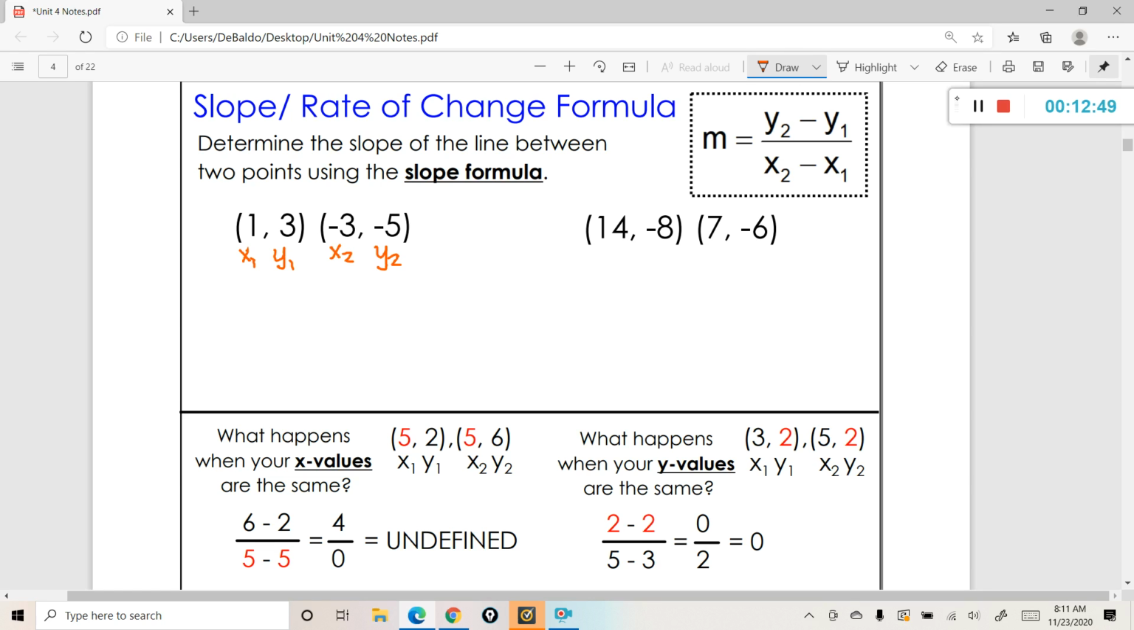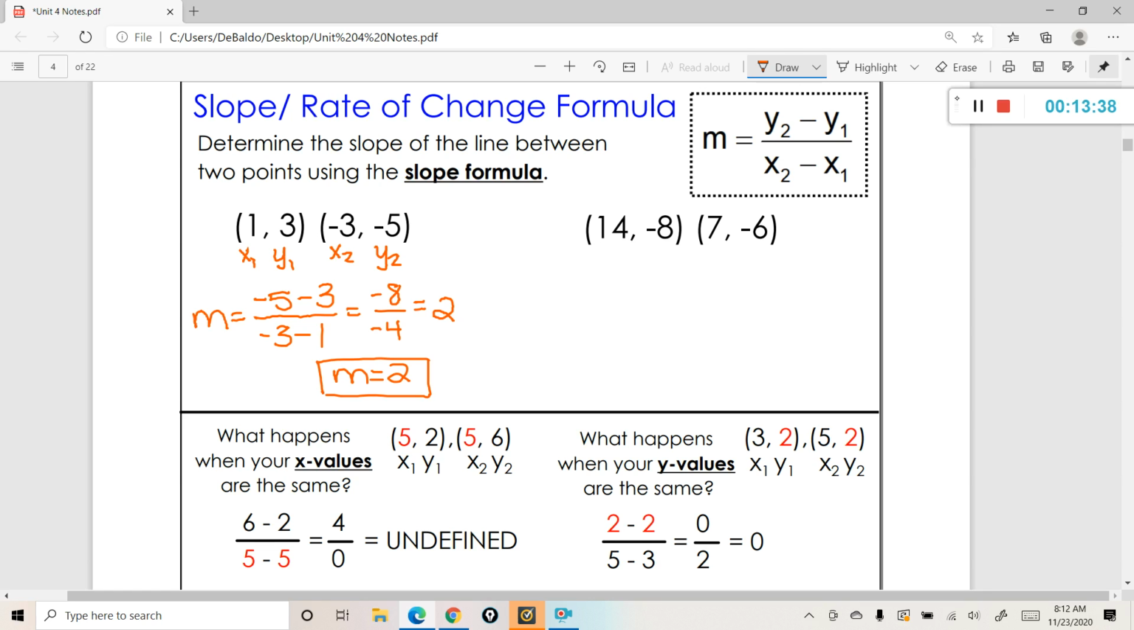So let's go ahead now and plug it into the formula. So m equals, I want to grab my y2 because that's the first thing in the formula. So negative 5 minus my y1, which is 3, divided by my x2, which is negative 3, minus my x1, which is 1. And now I just want to go ahead and simplify it. Negative 5 minus 3 is negative 8 in my numerator. Negative 3 minus 1 is negative 4 in my denominator. If I simplify that down, I get 2. So the slope of this line that is created by these 2 points is going to be 2. Simple as that.